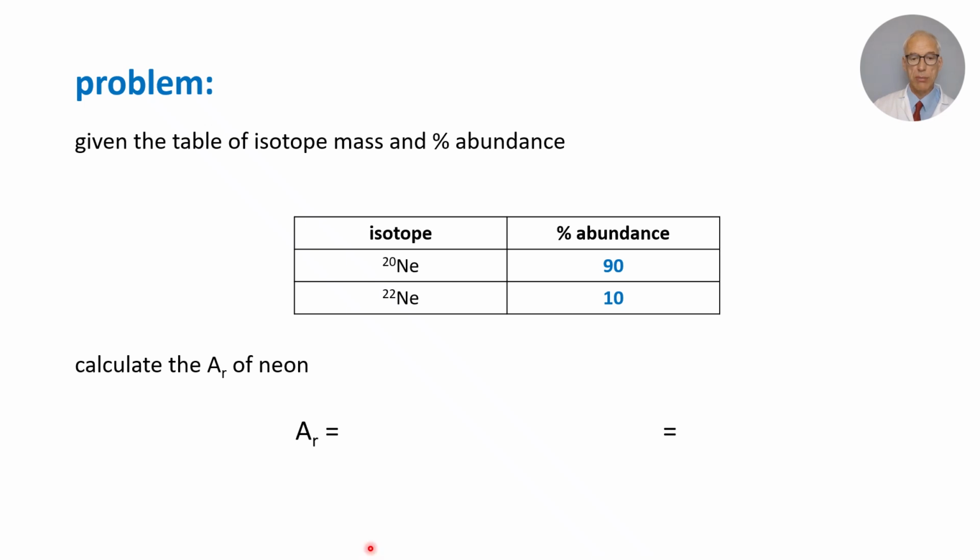So here is a problem for you to calculate. We've got the data on isotopic mass and abundance for neon. Can you calculate the relative atomic mass of neon? Stop the class, calculate, and come back to check.